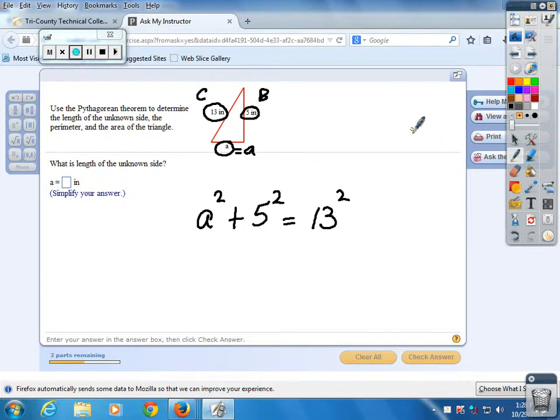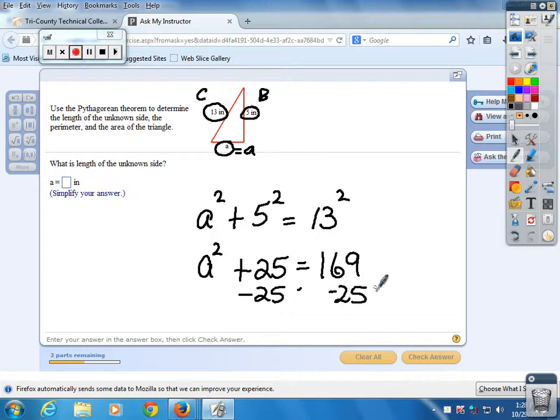All right, so what is 5 squared? 25. And what is 13 squared? 169. So a squared plus 25 is equal to 169. So write that down. a squared plus 25 is equal to 169. Now let's subtract 25. Subtract 25, and that'll give us a squared is equal to 144.